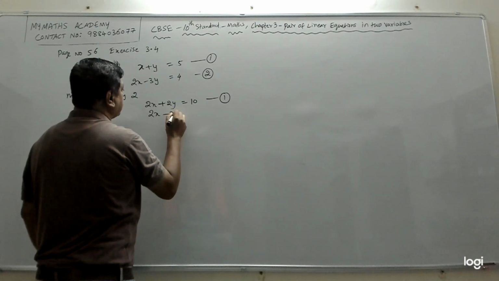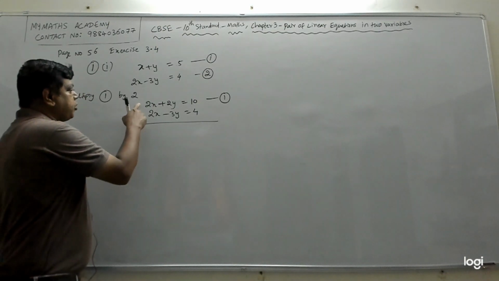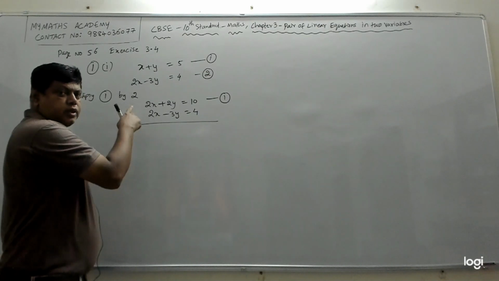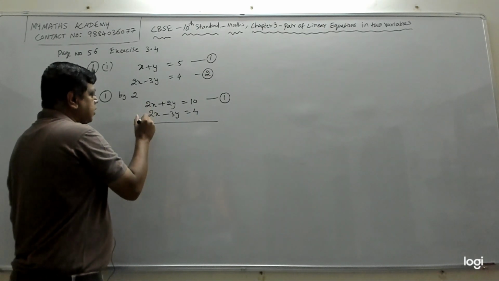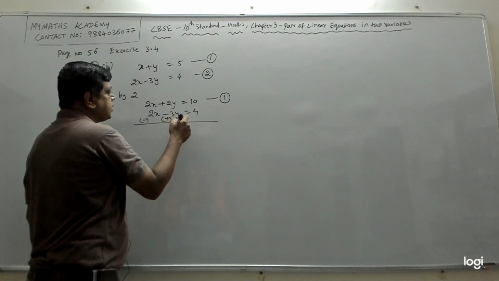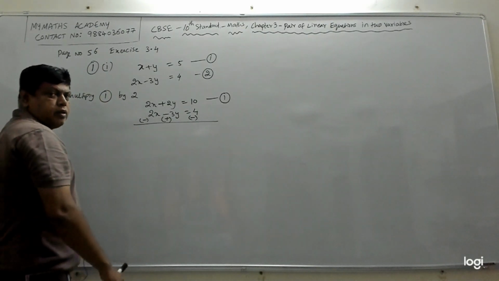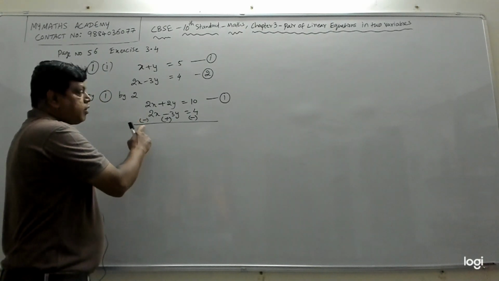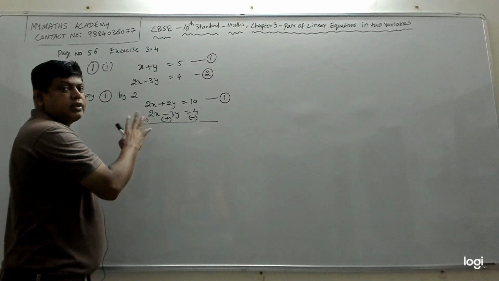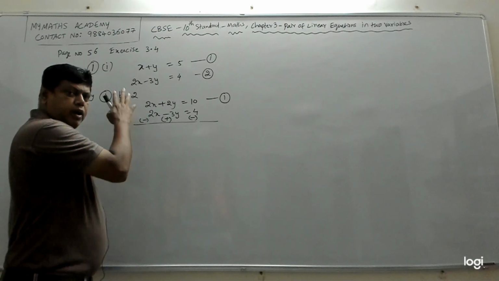2x minus 3y equal to 4. Now let's solve this. Both have the same sign, plus plus. When both have the same sign, you have to subtract. To subtract, we have to change the signs of the below equation. This is plus, so we put minus. This is minus, it becomes plus. This 4 is plus, so it becomes minus. If the signs are the same, we change the sign of the below equation, which means we are subtracting.